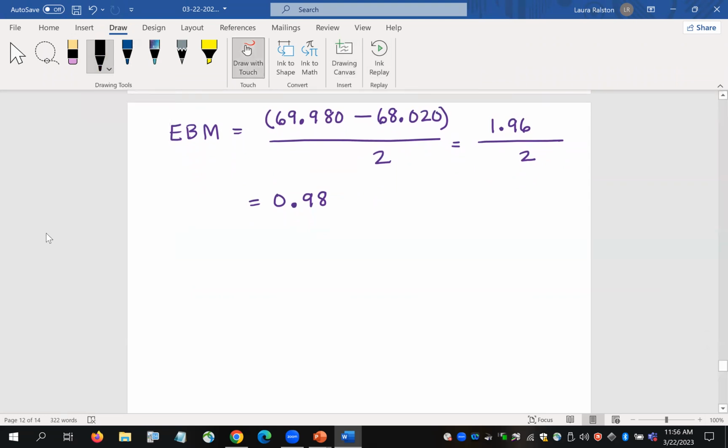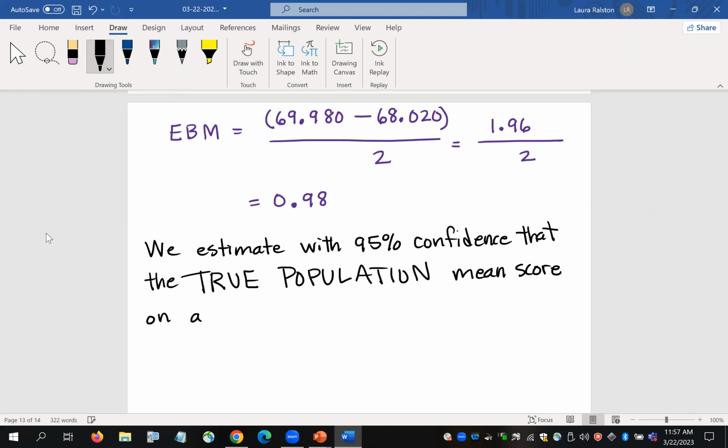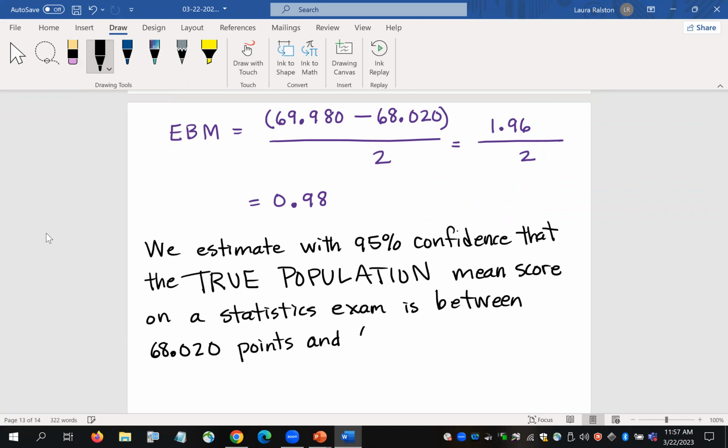And then the last step, and I'm going to write this out and then we'll finish up. We'll come back and do more of these on Monday. We estimate with 95% confidence that the true population mean score on a statistics exam is between 68.020 points and 69.980 points.